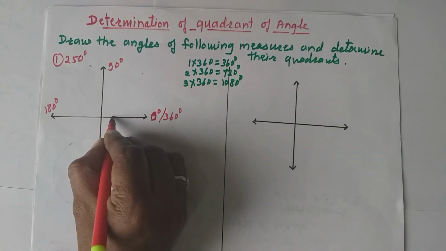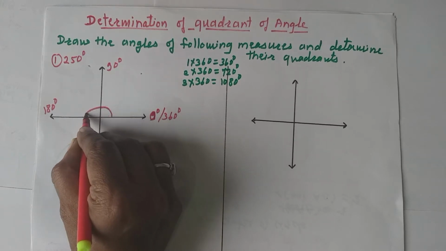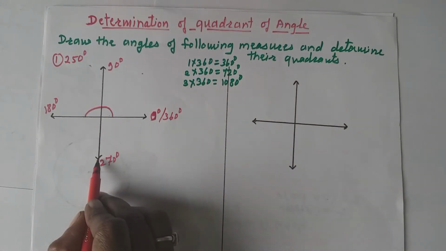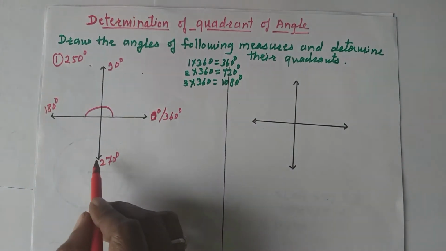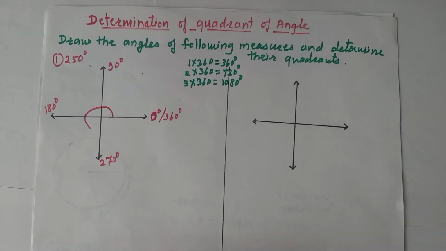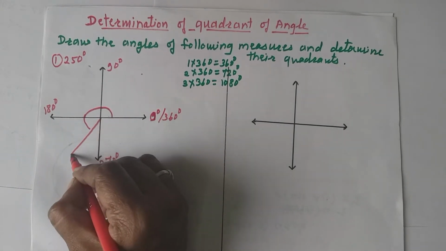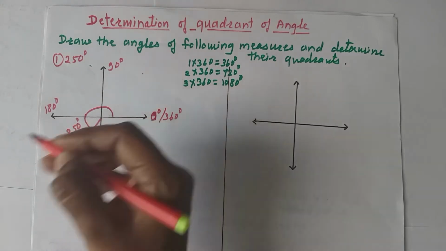Start rotating from 0. See here, up to here 90 degree, 180 degree. See here the angle is 270 degree, and we have to determine 250, which is less than 270, means this angle lies somewhere here. This is nothing but your angle of 250 degrees.